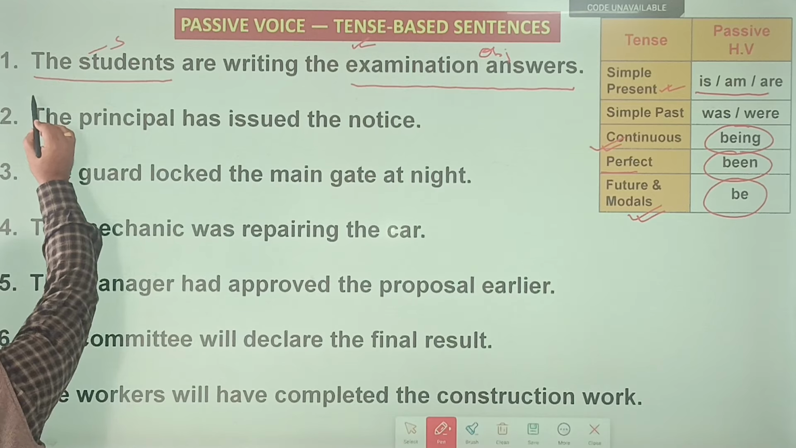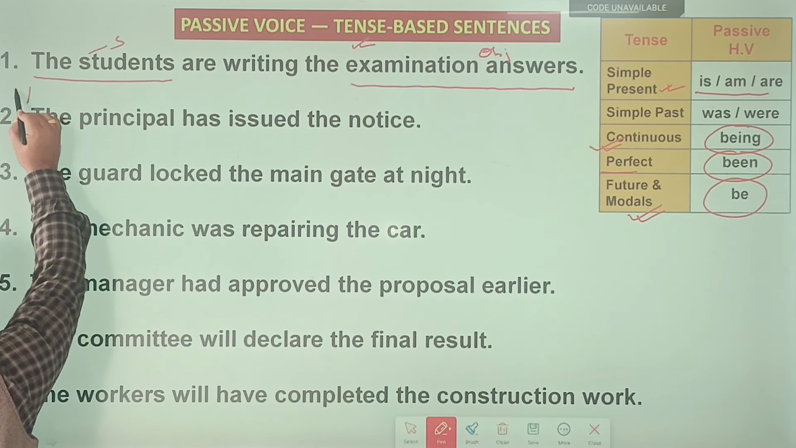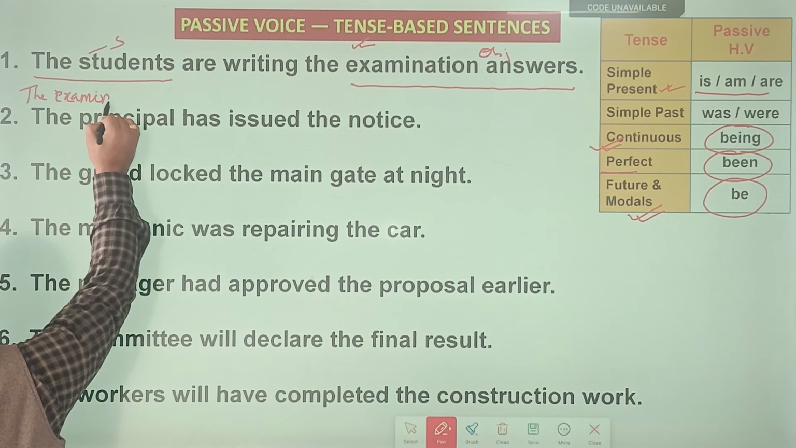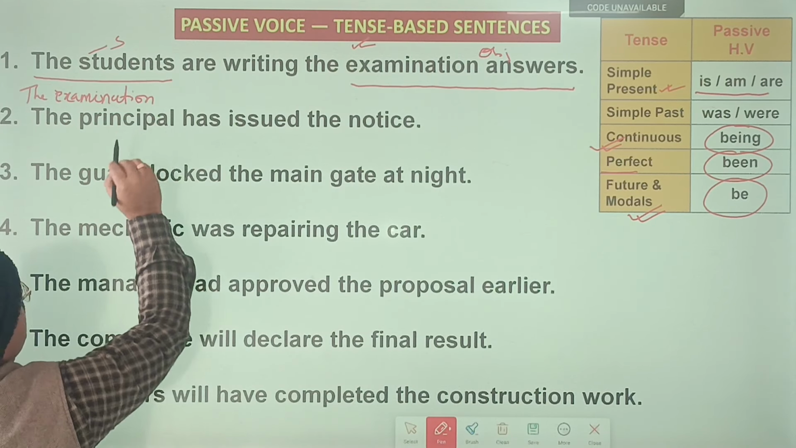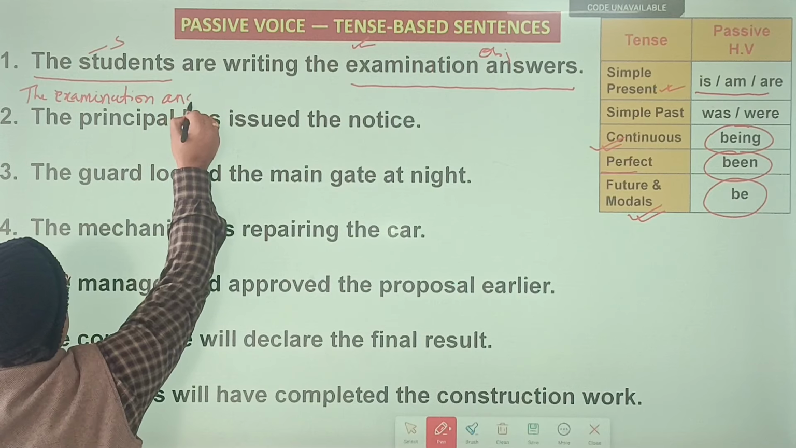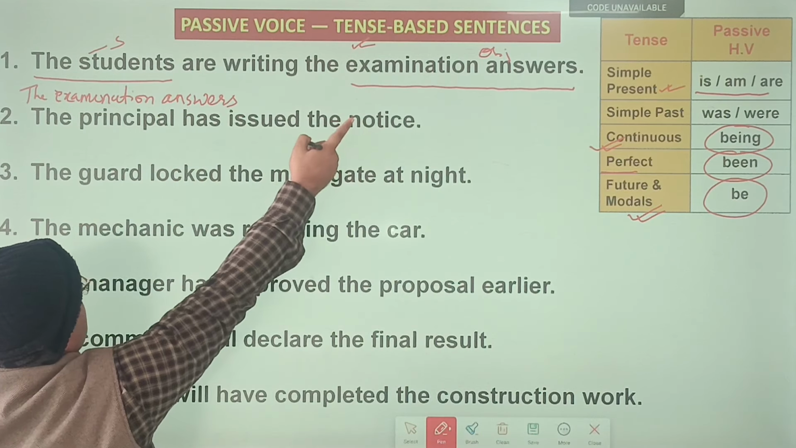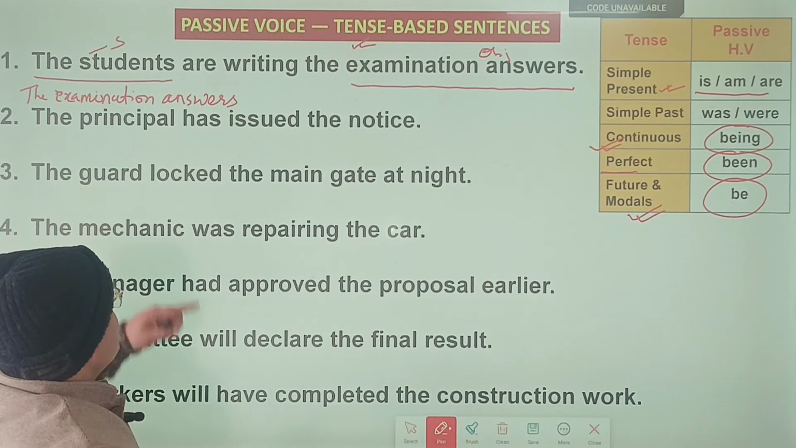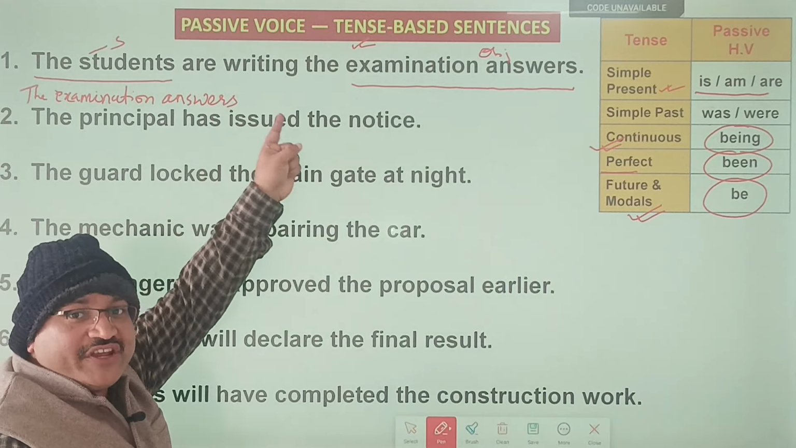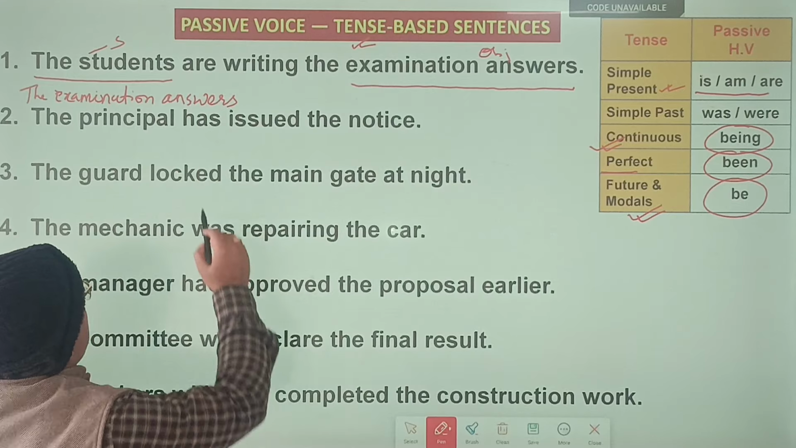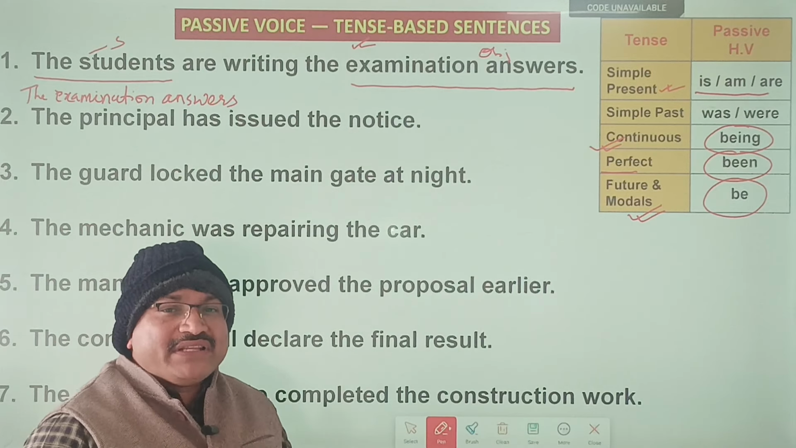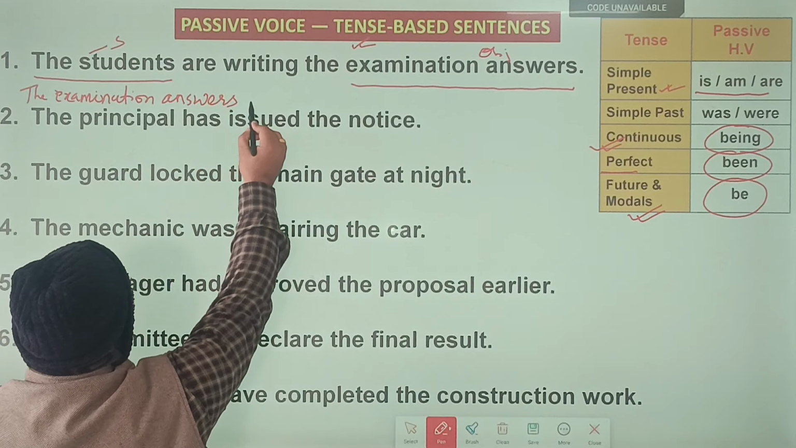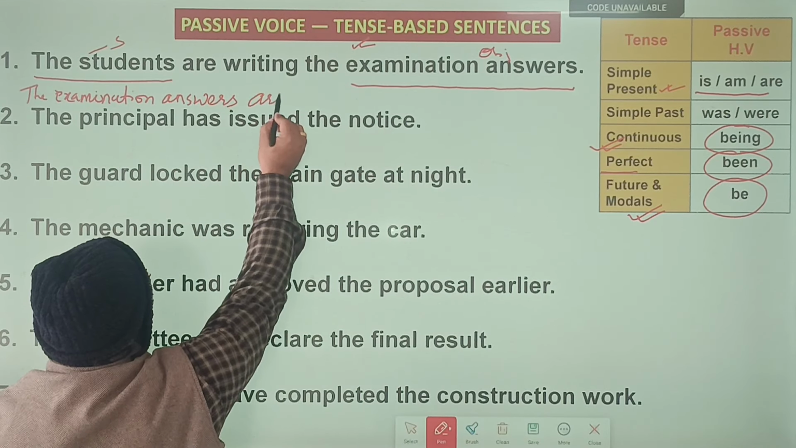So, what is the object here? The examination answers. Okay, this is the first step. The object comes at the subject's place. After this, the second step is the helping verb. Change the be verb. So what is the tense? Are writing. This is present continuous tense. So the examination answers are.